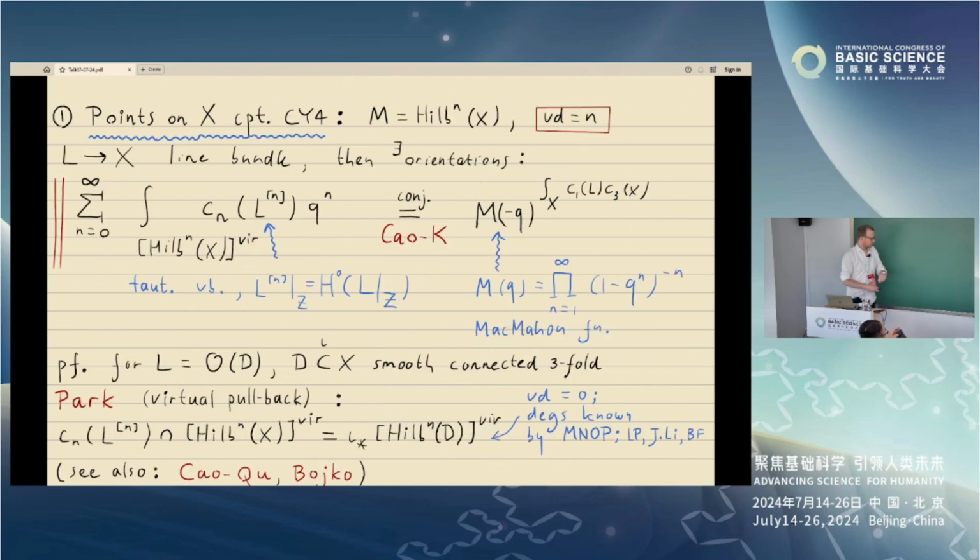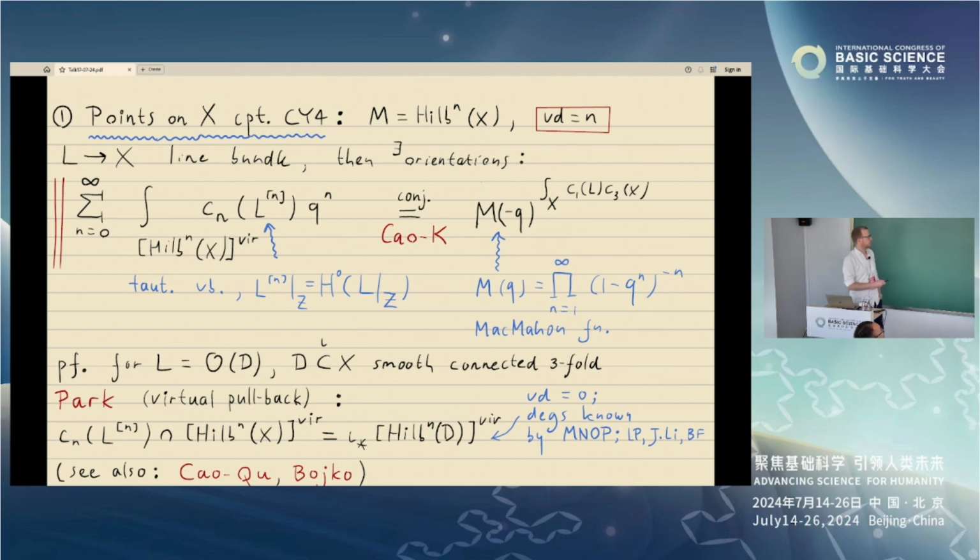Okay, so now let us go to examples. The first case I want to look at is points or zero-dimensional sheaves on a compact Calabi-Yau fourfold X. In this case, our moduli space will be the Hilbert scheme of n points on X. And when you calculate the virtual dimension, you'll find n. So we need an insertion. The simplest type of insertion you can create in this way is as follows.